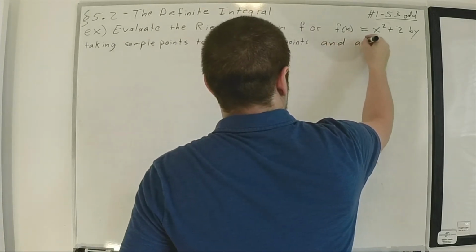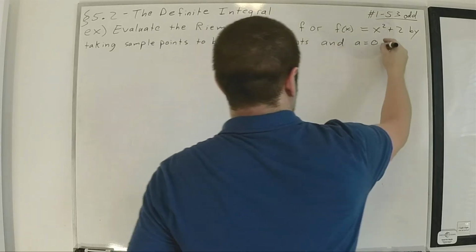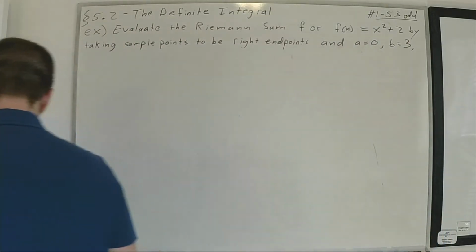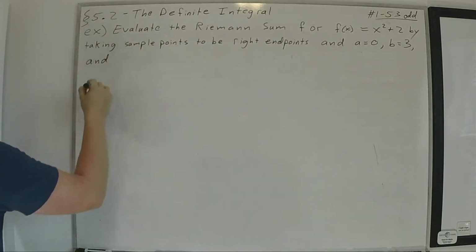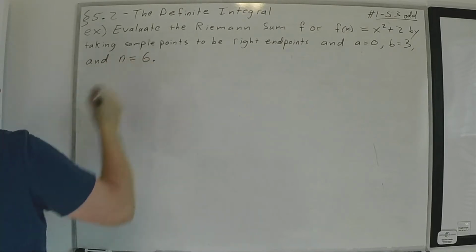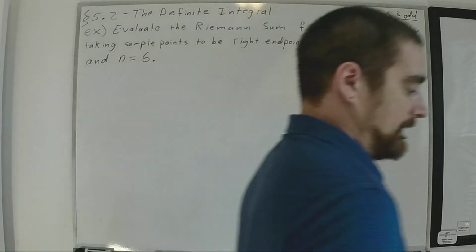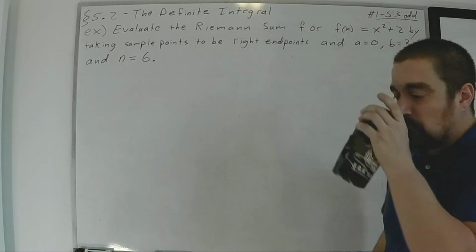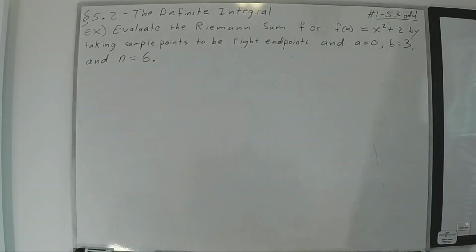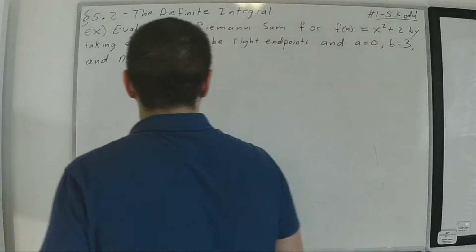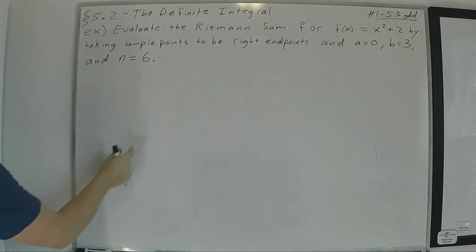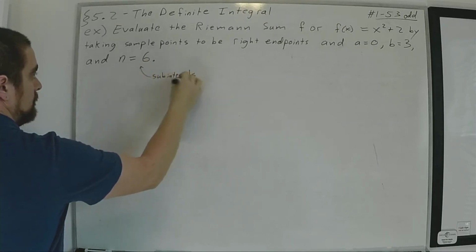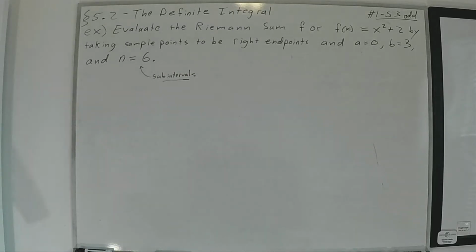And starting at a is equal to 0, that's the beginning of the interval. b is equal to 3. That's the end of the interval, so we're going from 0 to 3. And they want n, which is the number of rectangles that we use to approximate, to equal 6. So they're giving you an interval from 0 to 3. They're saying, hey, n is going to be 6 in this case. We want 6 subintervals, right? So that means we got to chop it up into 6 rectangles.